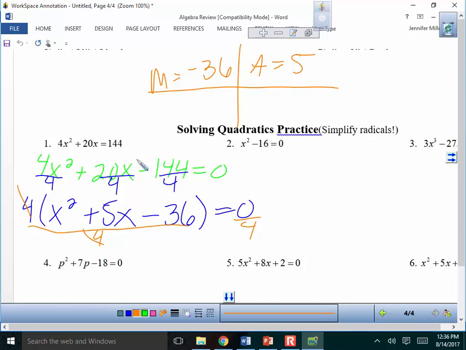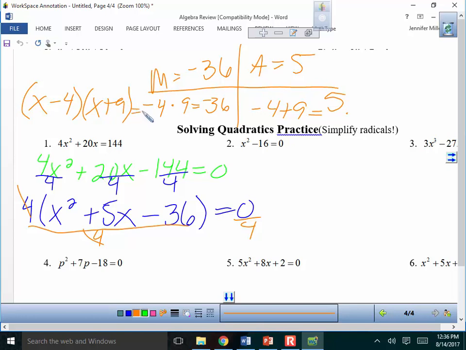Negative 4, 9. Do you guys agree? Negative 4 times 9 is negative 36. And what is negative 4 plus 9? 5. Okay, good. So our two factors are just x minus 4 times x plus 9. We set those equal to 0, so our answers are just 4 and negative 9. Right? Any questions there? Okay, are we good with this? Can I move on? Yes?